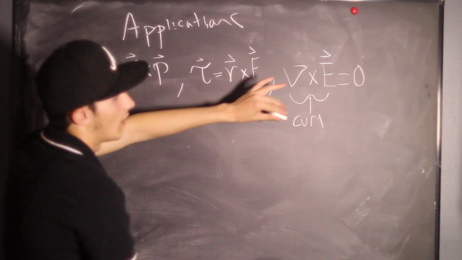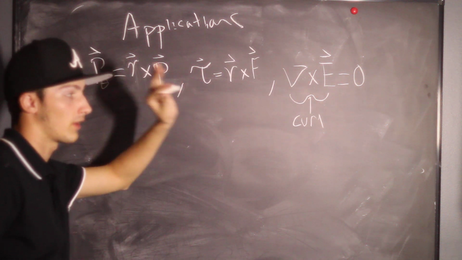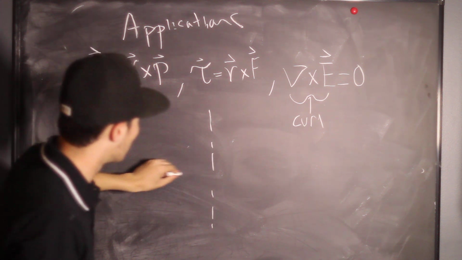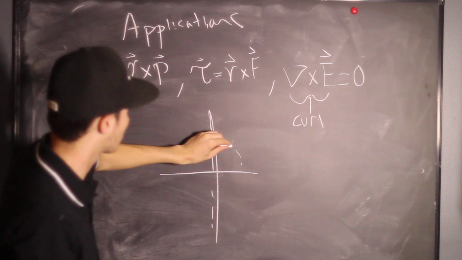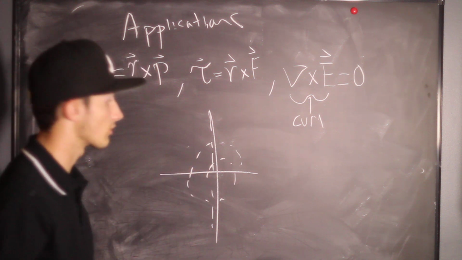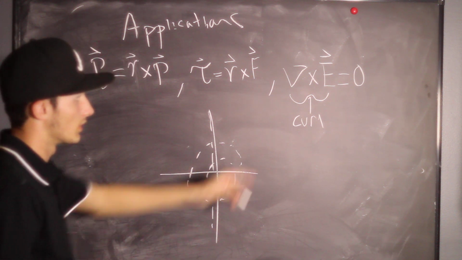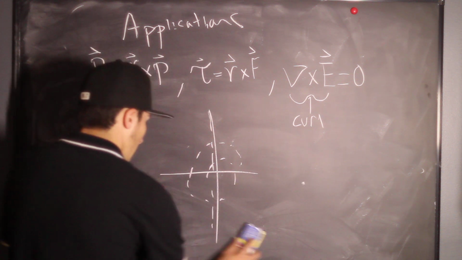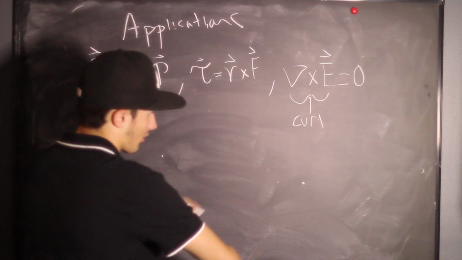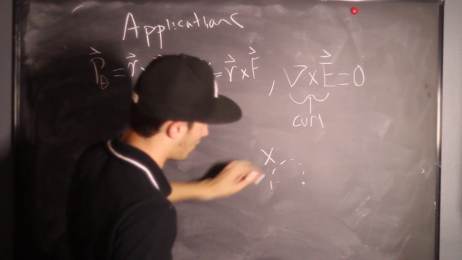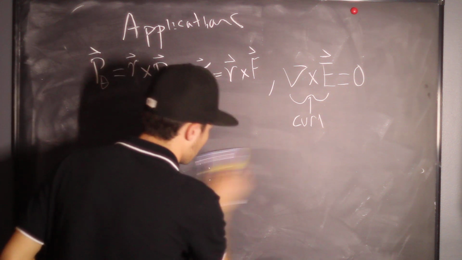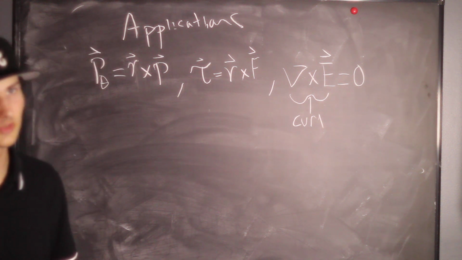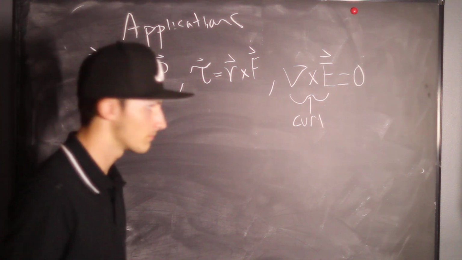And so with curl, this is a special case. I'm not going to say any more than it is good for describing how much a vector field goes around a point. And in this case, it's saying that a lone charge, like this right here, is not going to have any of that. Which would then let you inductively say, okay, well, magnetic fields have to have some curl, which they do. So there.